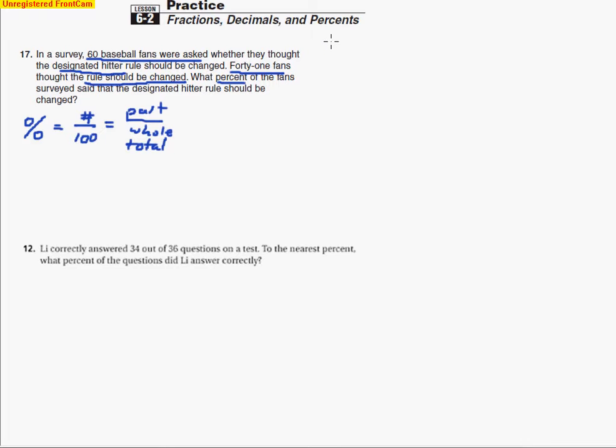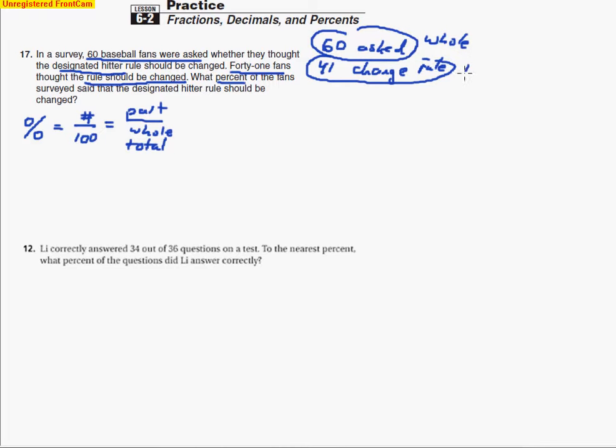So let's write that down. 60 were asked the question. 41 said they should change the rule. Well, out of the 60, 41 said to change the rule. So that tells us that 60 is our whole, and 41 said the rule should change, so that's our part. So now we know how to set up the fraction. We've got 41 is the part, and 60 is the whole.